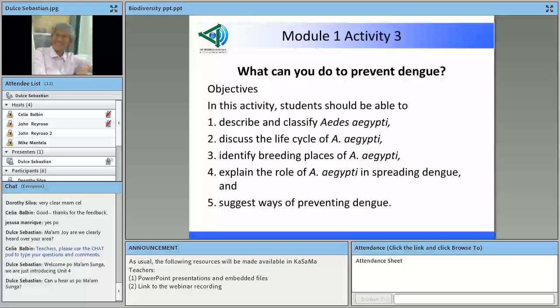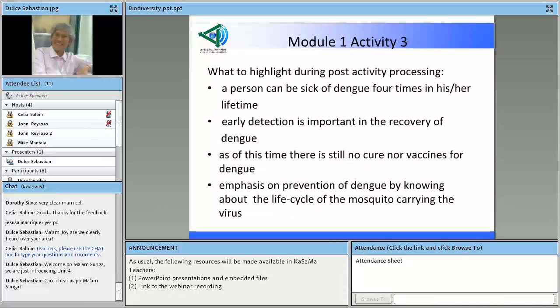Okay, the third activity is: what can you do to prevent dengue? This is very relevant because even during the dry season, we still have cases of dengue. Here you have the objectives as indicated before. What do we want to highlight during the post-activity processing? First, a person can be sick of dengue 4 times in his or her lifetime, because there are 4 strains of the virus. We develop immunity only to the virus that has attacked us. The next virus that will attack us, we will not be immune to it.